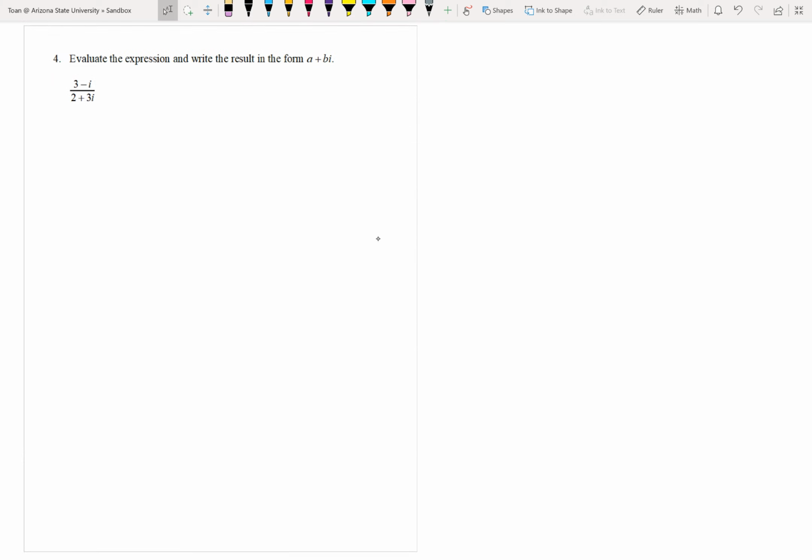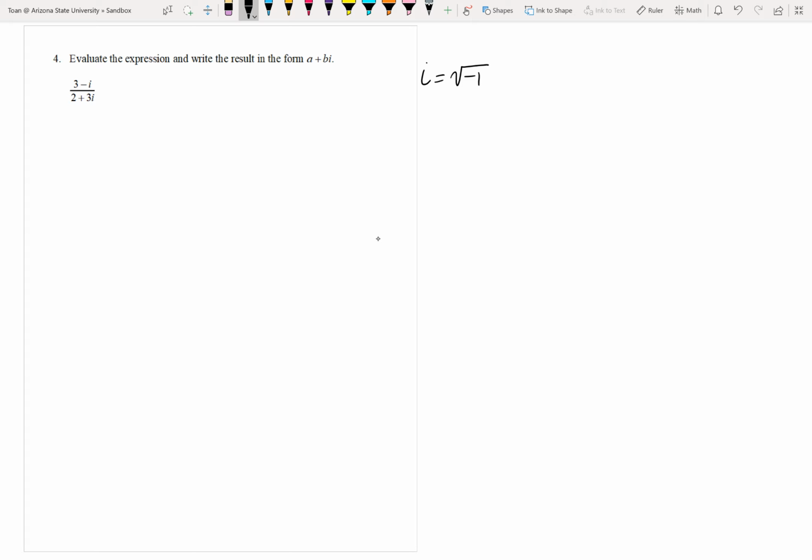Number 4, to divide complex numbers, we have to remember that by definition, i is the square root of negative 1. So when you have a 2 plus 3i in the denominator, that's the same thing as having a radical in the denominator. And what do we do with radicals in the denominator? We rationalize. So the technique to rationalize a binomial is to multiply by the conjugate. Not surprisingly, that's the technique we're going to use.